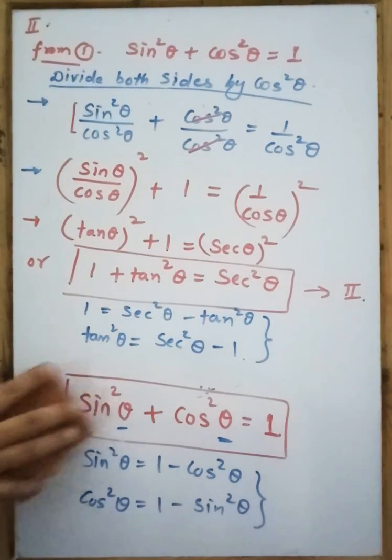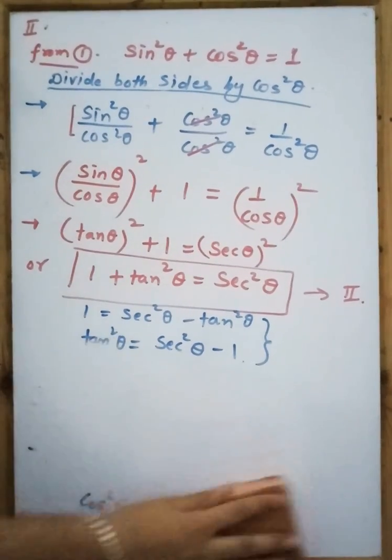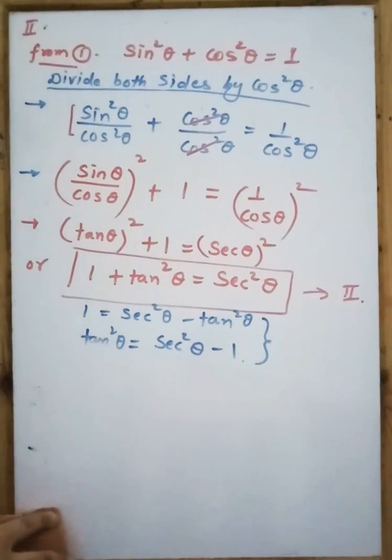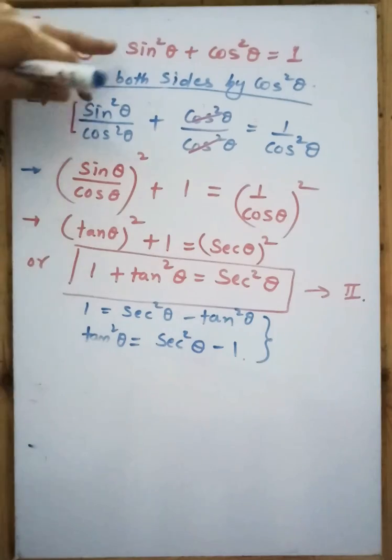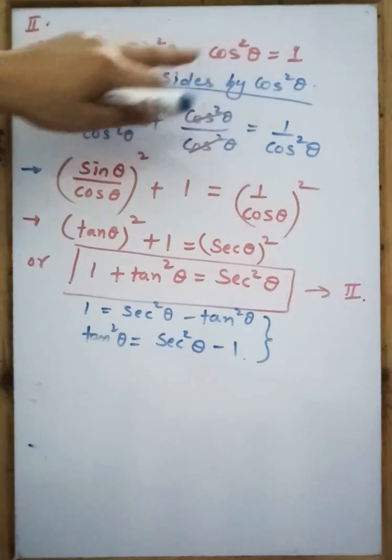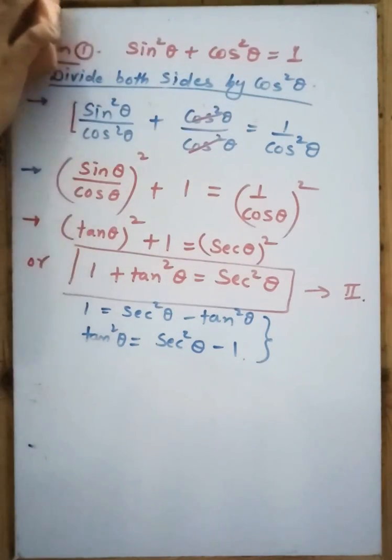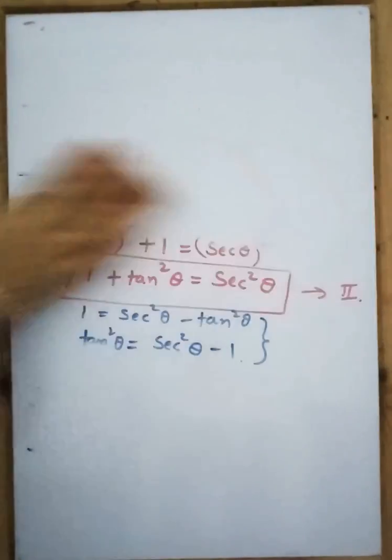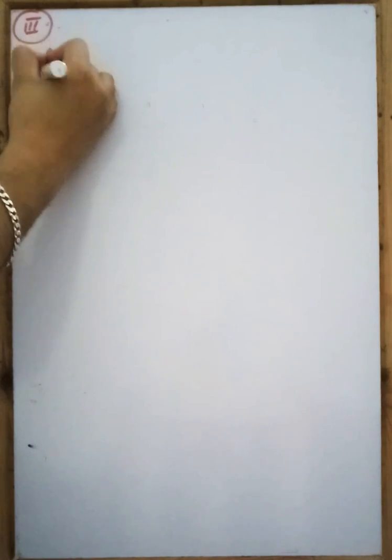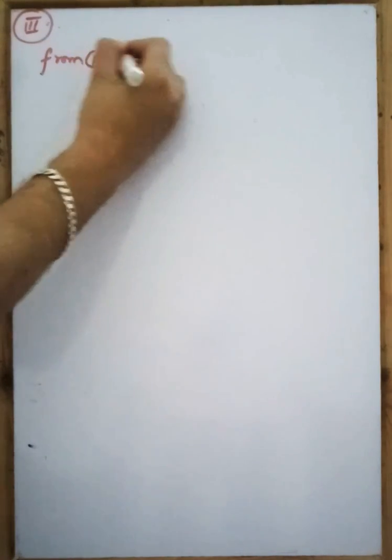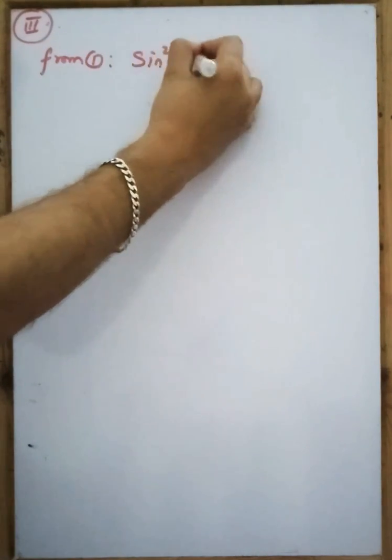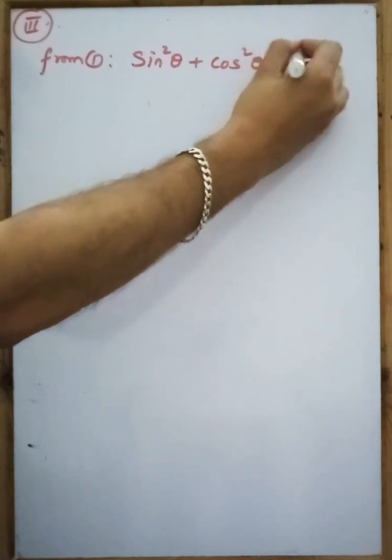Now similarly, if I divide identity number 1 by sine square theta on both sides, let me show you. In order to prove identity 2 and 3, I follow from the first only. So in order to prove identity 3, let us start from 1. So we all know from identity 1, sine square theta plus cos square theta equals 1.